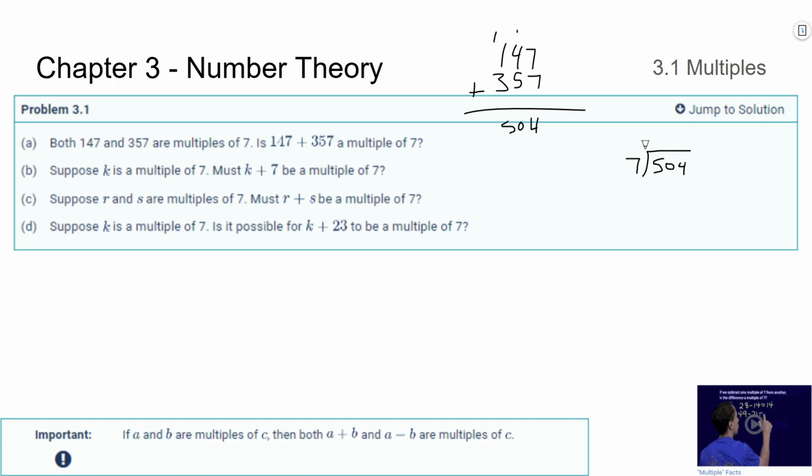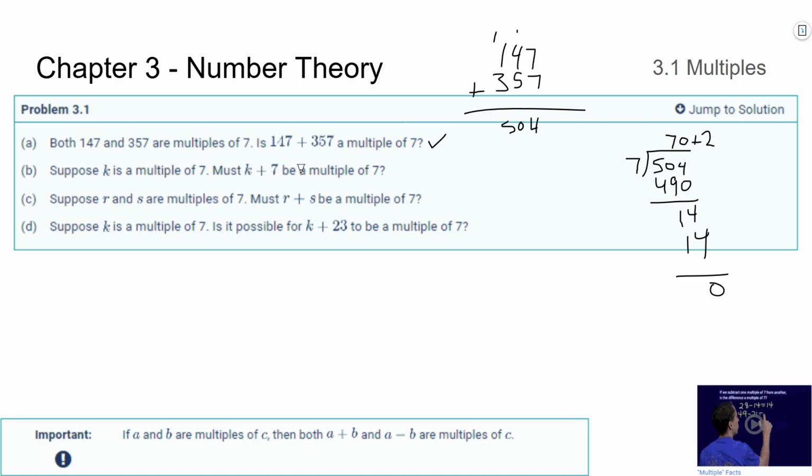All right, so 7 doesn't go into 5, but 7 can go into 50 7 times, or 70, to be 490. All right, so 4 minus 0 would be 4. 50 minus 49 would be 1. Okay, so 14. 7 goes into 14 2 times. So 2 times 7 is 14, and we have a remainder of 0. So that means that that is a multiple of 7. So that's good to know. If we have a multiple of 7 and add it to another multiple of 7, then we get another multiple of 7.